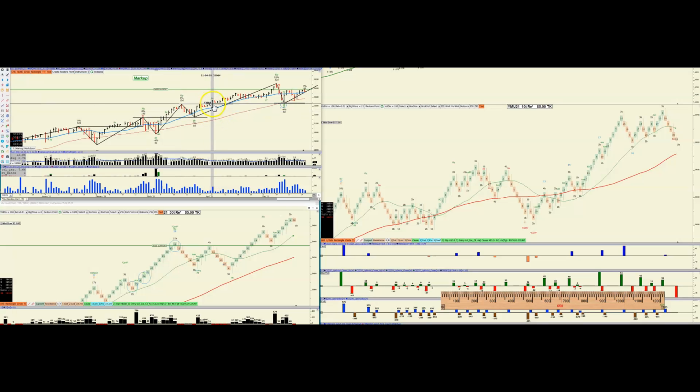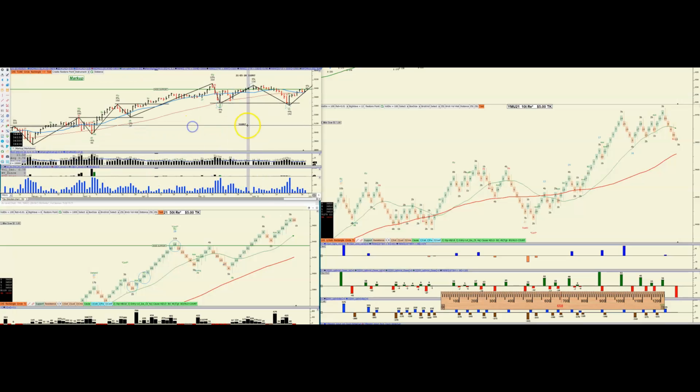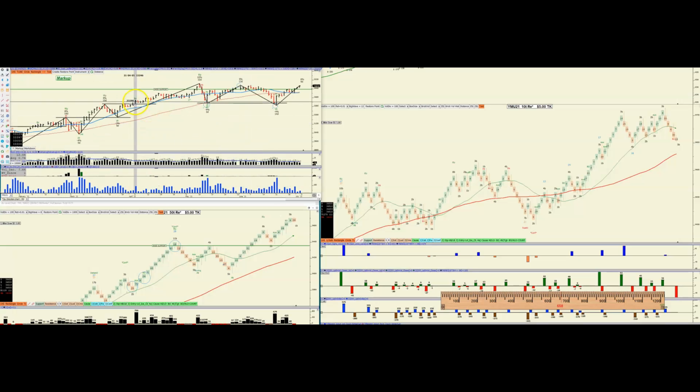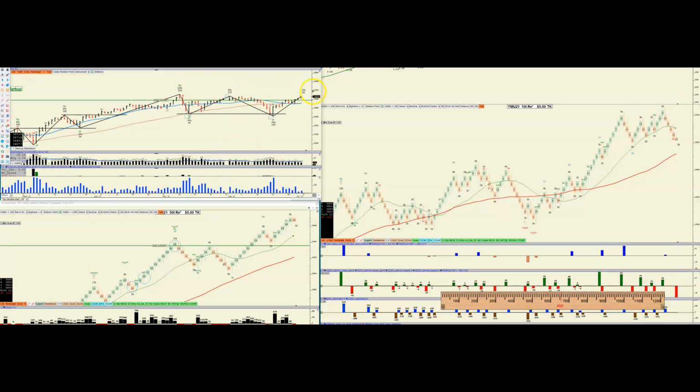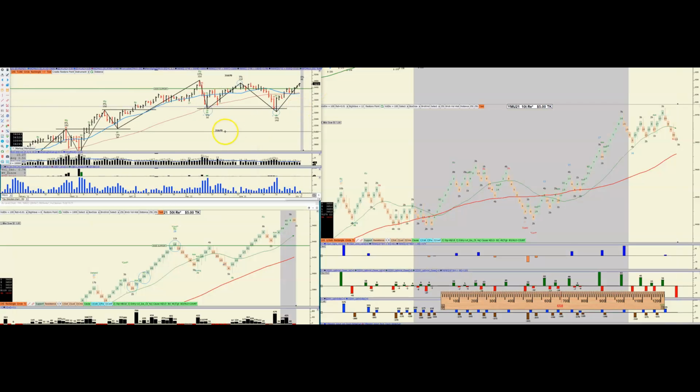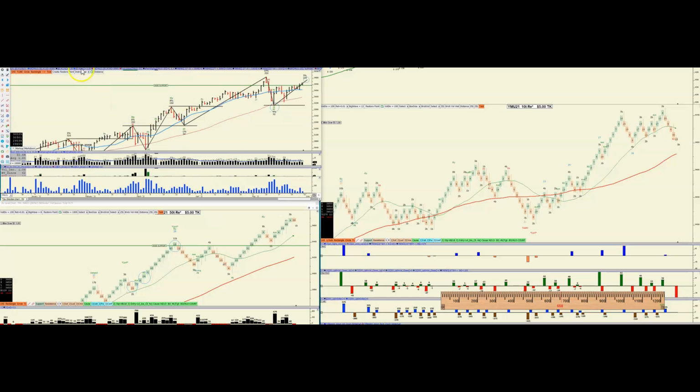Okay, so right here, pop, expanded in range, and tested the breakout. So over here, what do you think is going to happen? Take a wild guess. So you see that breakouts have this tendency right here.